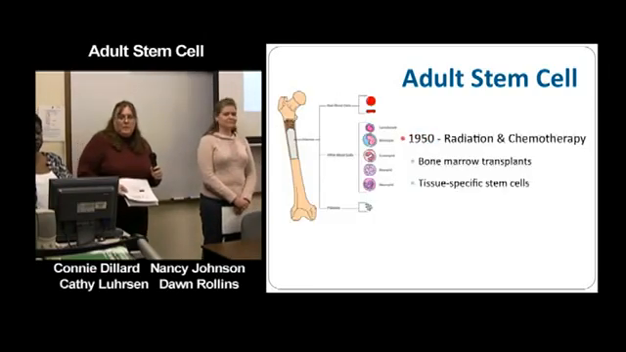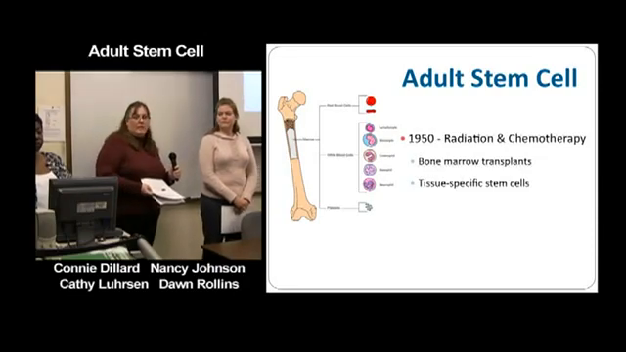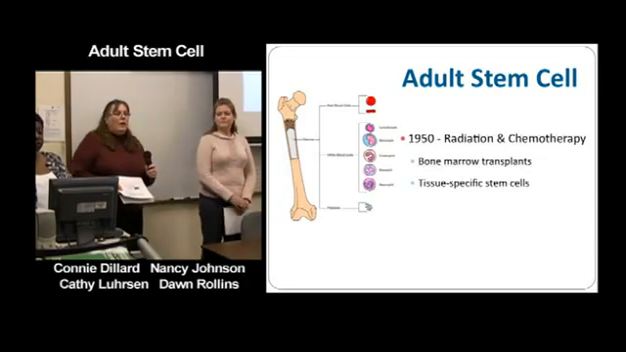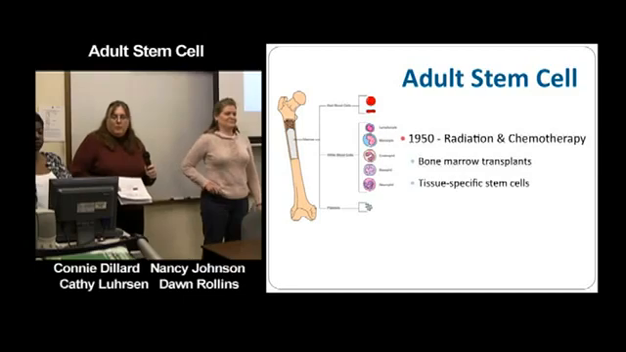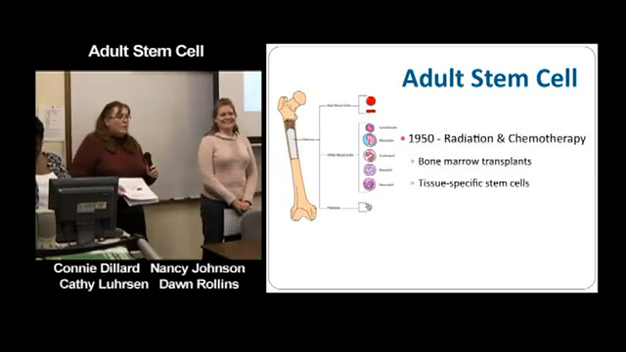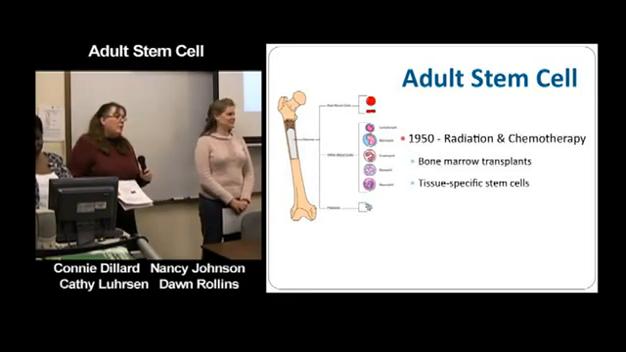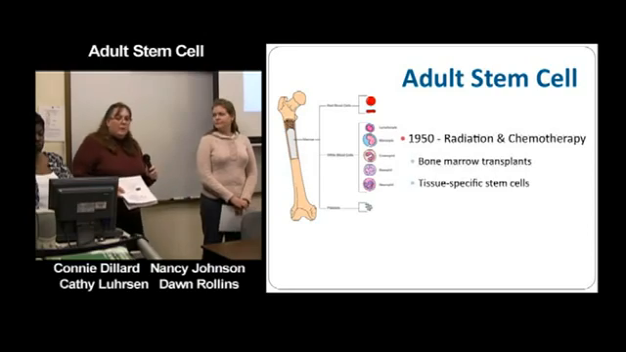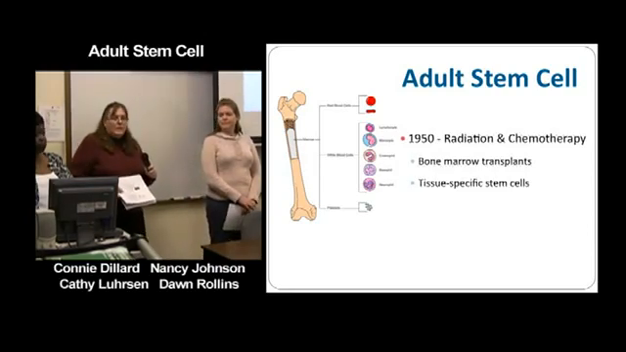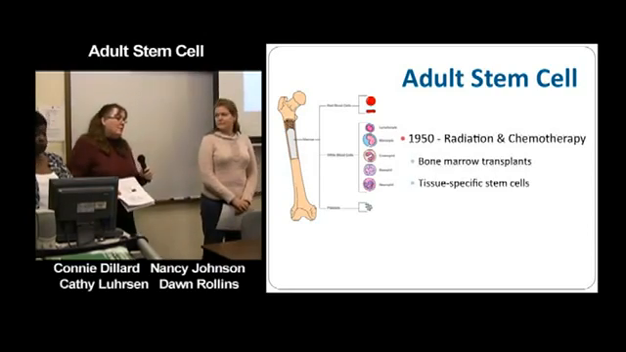The first real adult stem cell use happened kind of as an accident in the 1950s with radiation therapy and also with chemotherapy. They did bone marrow transplants, and they had tissue-specific stem cells back in the 50s, and that's when they started doing bone marrow transplants for people that had leukemia.